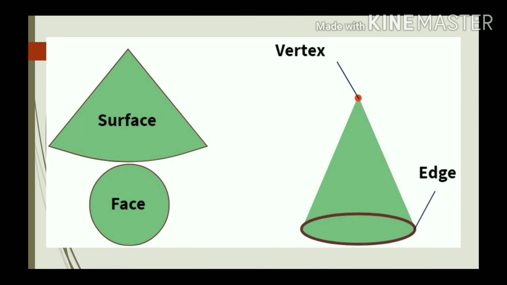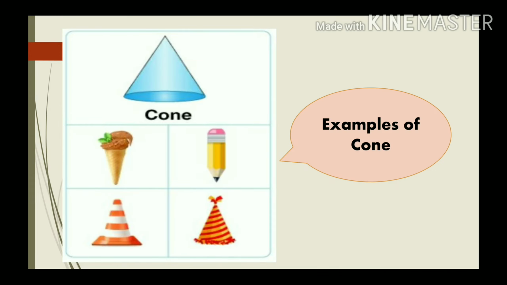Now students, if we open a cone, we'll get a structure like this, in which one is a circular face and the other one is a triangular-like surface which is not perfectly a triangle, and a cone has one vertex and one edge. Now let's see some examples of cone. There are so many examples for cone like pencil top, ice cream cone, birthday cap, etc.